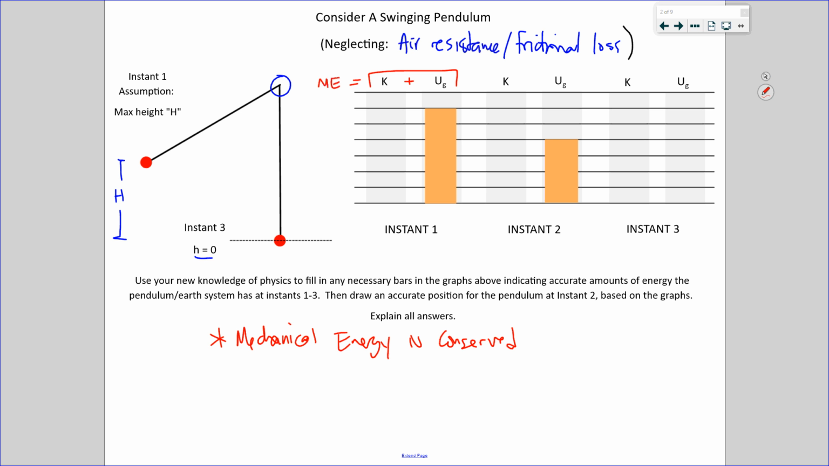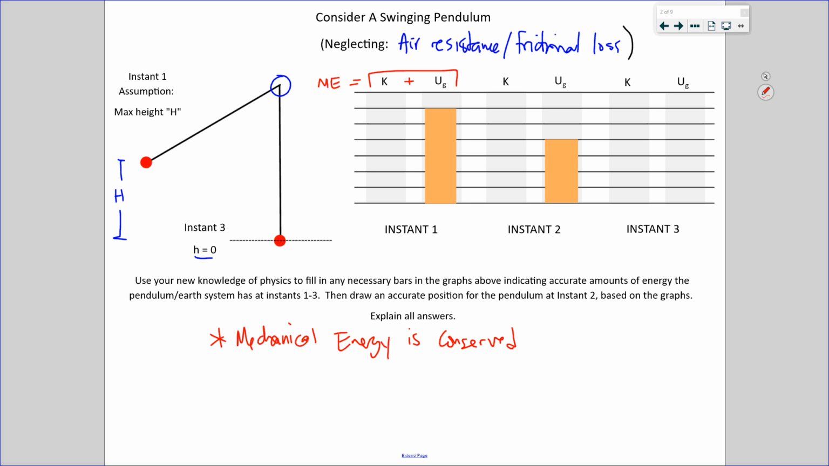When someone asks you a question on an exam or some sort of assessment, and you are trying to explain how you know, that is called stating a major principle. Well, because mechanical energy is conserved, that allows you to go down the road to explaining some more important stuff.